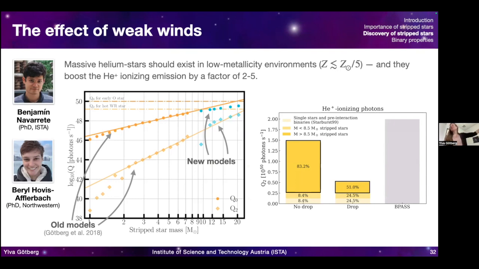They either provide another 50%, or they double the helium plus ionizing emission rate, or they provide the majority of it. And this, I think, is quite fun and interesting to explore, because it could be a source that is responsible, for example, for helium-2 emission features in distant galaxies.